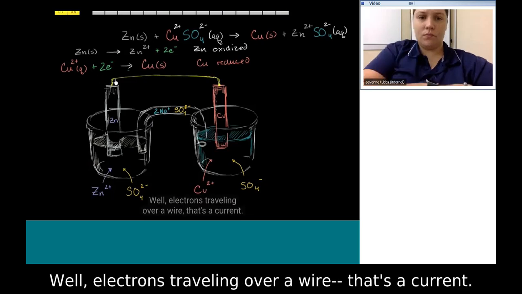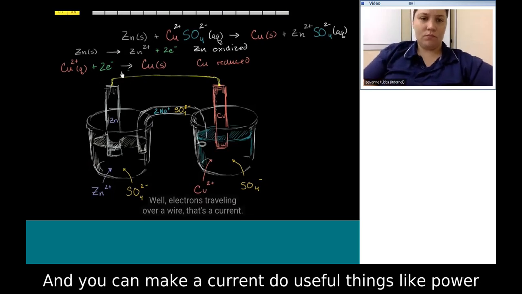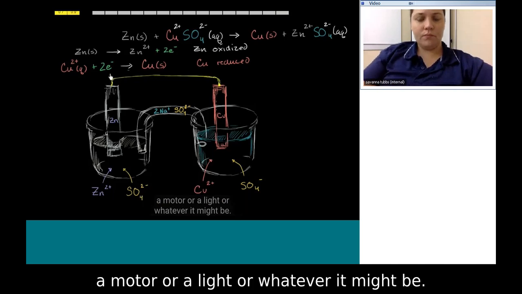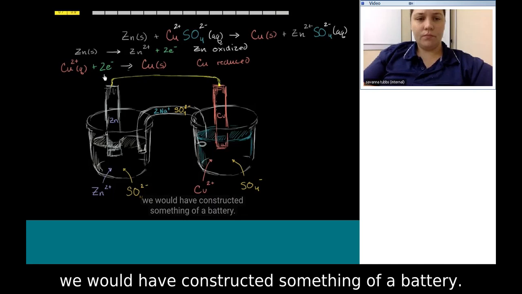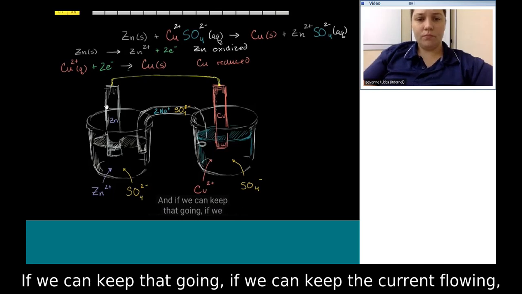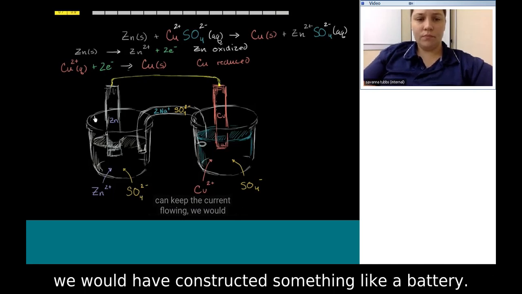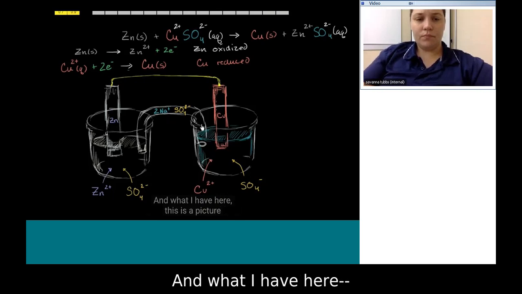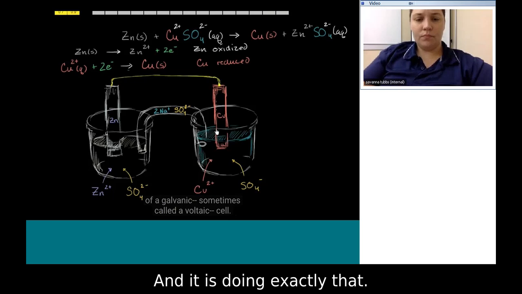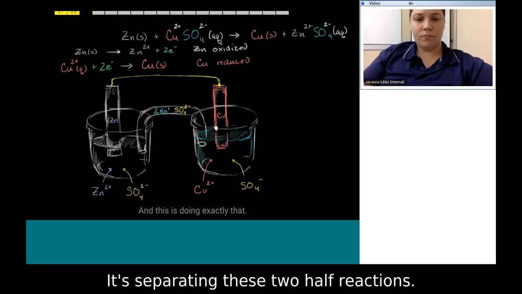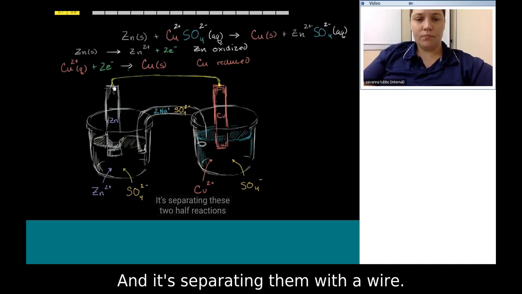Well, if electrons are traveling over a wire, that's a current, and you can make current do useful things like power a motor or a light or whatever it might be. So essentially, if we can do that, if we can keep the current flowing, we would have constructed something like a battery. And what I have here is a picture of a galvanic, sometimes called a voltaic cell, and this is doing exactly that. It's separating these two half reactions and separating them with a wire.